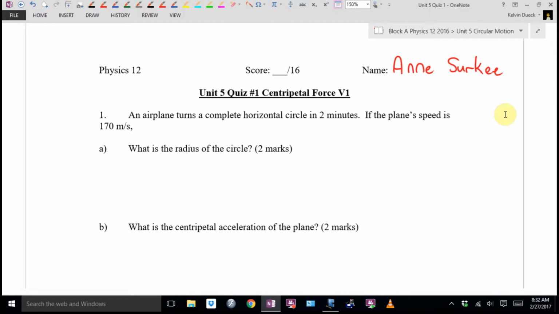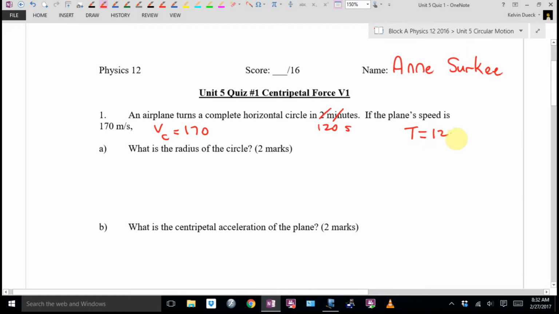Number one says a plane turns a complete horizontal circle in 2 minutes. First thing that I did is I said, nice try, 120 seconds. I'm not going to do physics in minutes. The plane speed is 170 meters per second. So they've given me the circular speed is 170 meters per second, and they've given me the period, the time to go around once, symbolized by capital T, is 120, and it wants the radius of the circle.